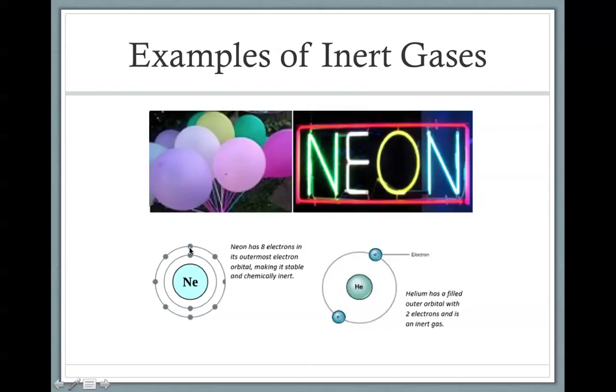So neon, like I just said, 2 in the first, and then they have 1, 2, 3, 4, 5, 6, 7, 8 in its outermost shell, making it stable. Helium, same thing. It's got 2. So when you put a flame to a helium balloon, it doesn't go up in flames. If you put a flame next to a hydrogen balloon, it'll explode into a gassy fire.